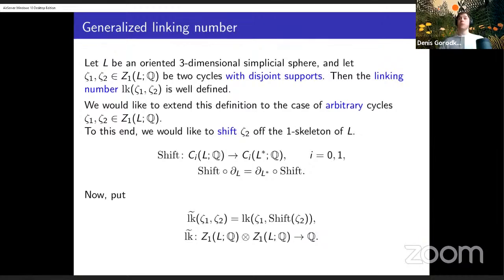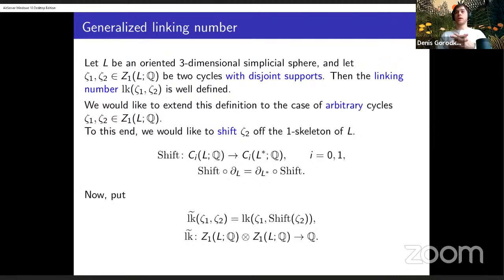So we have two arbitrary cycles. And now we want to take one of them and shift it out of the one-skeleton into the dual cell decomposition. We would like to do this in a canonical way, so that it depends only on the combinatorics of the sphere, so that we do not have any choice. We have this operator shift that sends each vertex into the rational sum of all the vertices in the dual cells, and similarly all edges into all edges in the dual cell with the same weights. You can think of this as each vertex being sent with equal probability to any of the dual cells. So you receive a rational cycle.